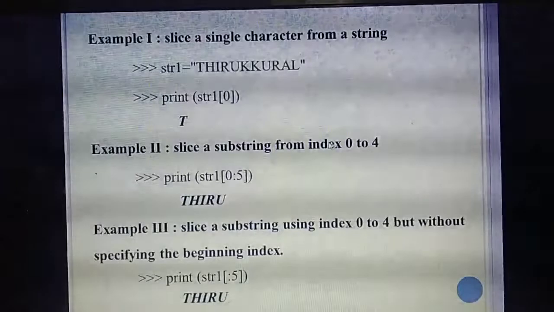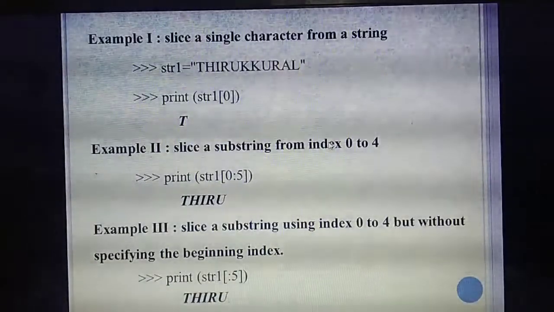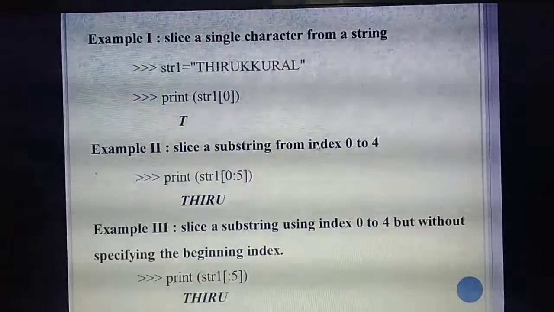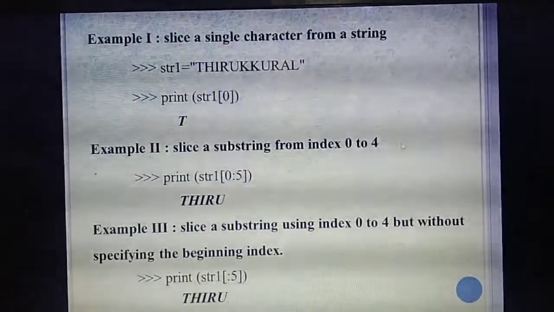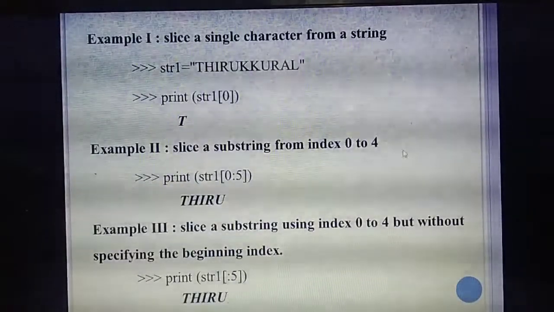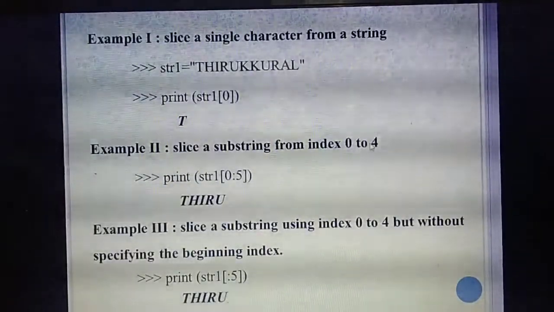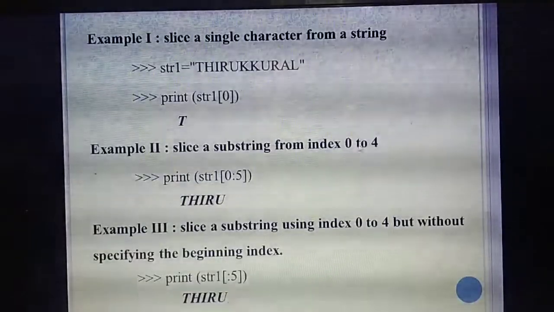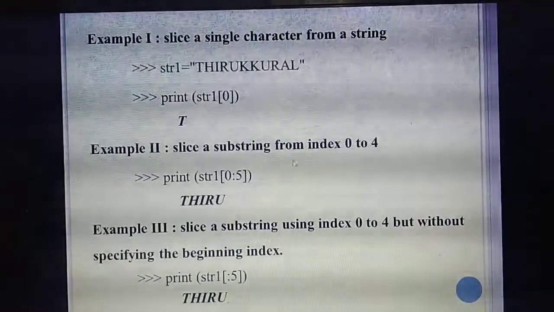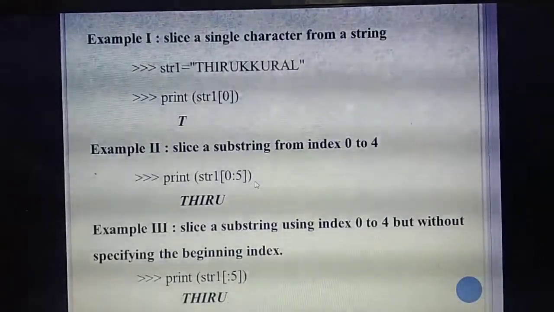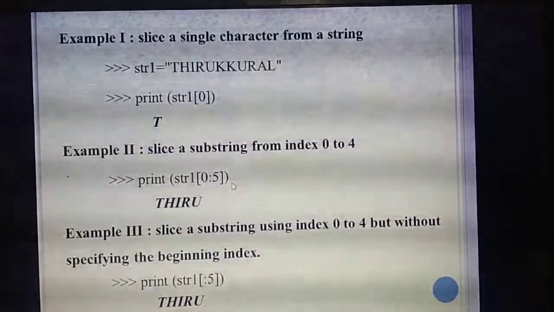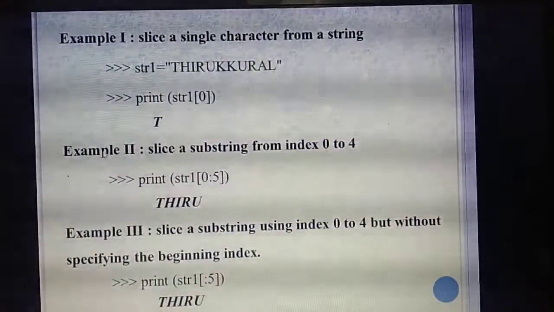Now see the next thing. Next you are going to slice a substring. Here you can slice only a single character, but next you are going to slice a substring from index value 0 to 4. From where to where are you going to slice the word? From 0 to 4. If you need to get till the 4th value, you need to specify till 5. Why? Because index values always take the last value as n minus 1. Isn't it?